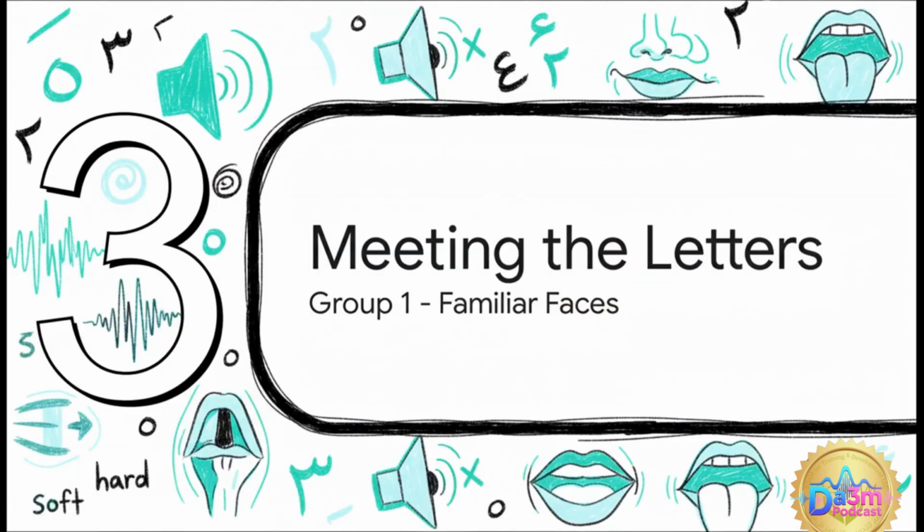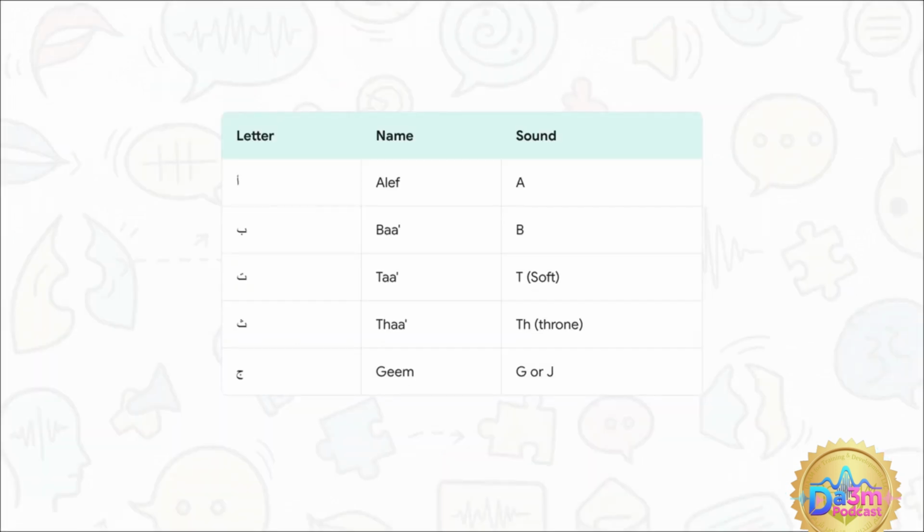Okay, you ready? Let's start meeting the actual letters. We're going to ease into it with group 1. I call them the familiar faces because most of these sounds are ones you already know how to make. All right, let's just run through these real quick. First up, this guy right here, alif. That's just a simple A sound. Easy. Next is ba, which is just B.